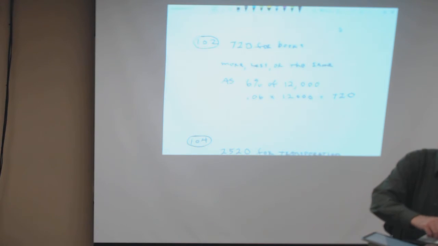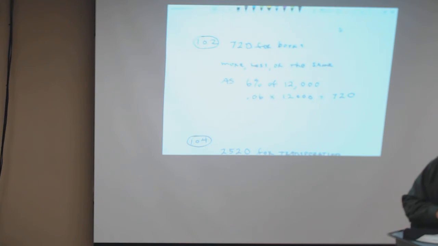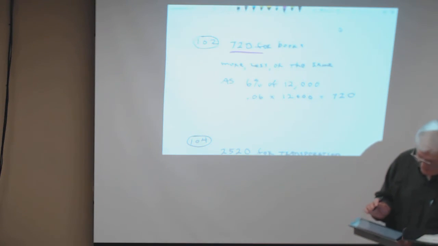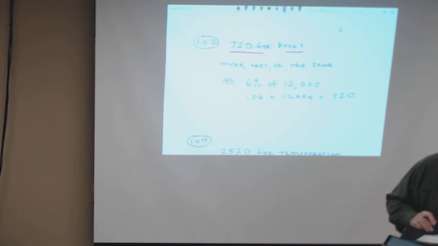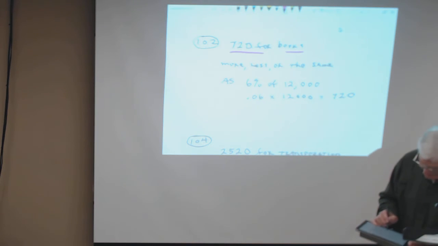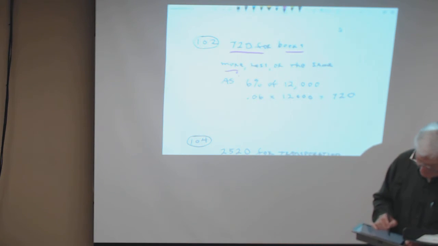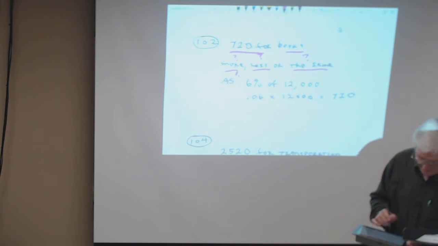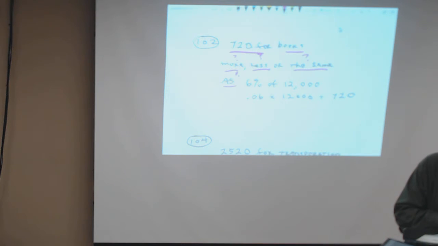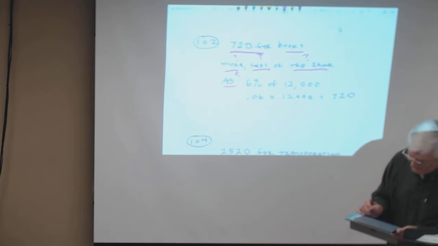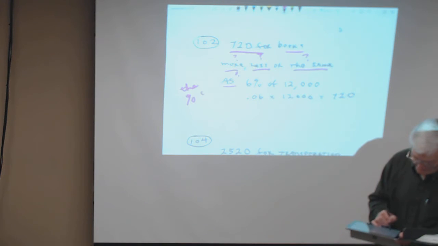Problem 102. Farah paid $720 for books. Is this more, less, or the same as the percent estimated on the graph?